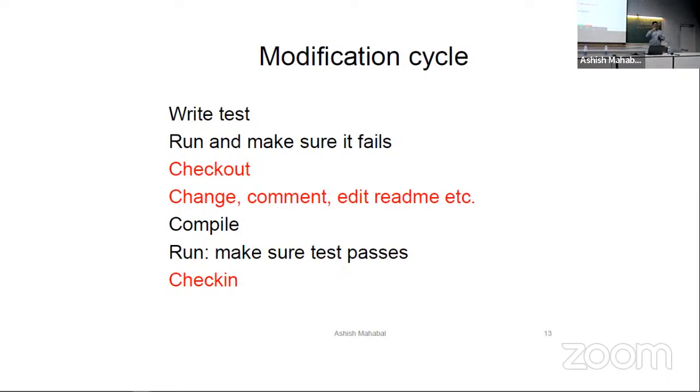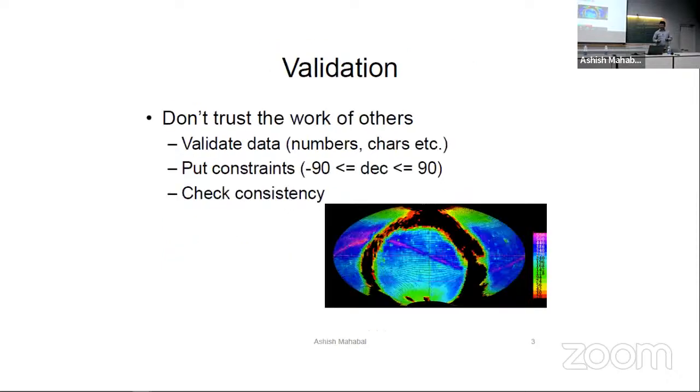So you go and modify it after the test has failed, then change and compile, and now make sure that things are running fine. Otherwise, your test is not going to be a great test. And then of course, check in your code, use things like GitHub or whatever else you are using. Validation is also very important, that you should not trust the work of others.